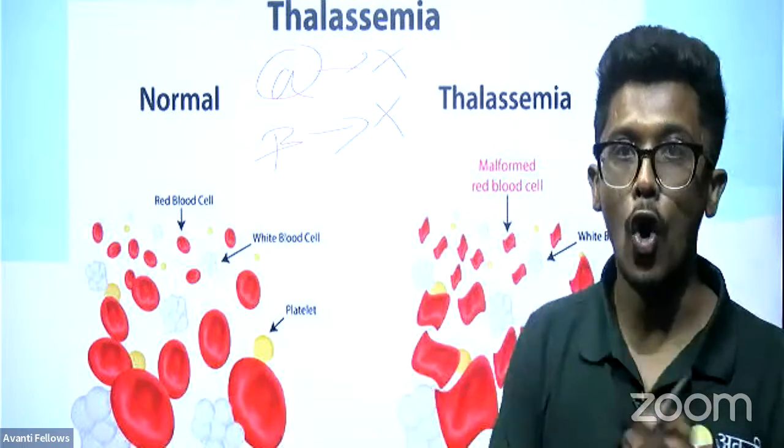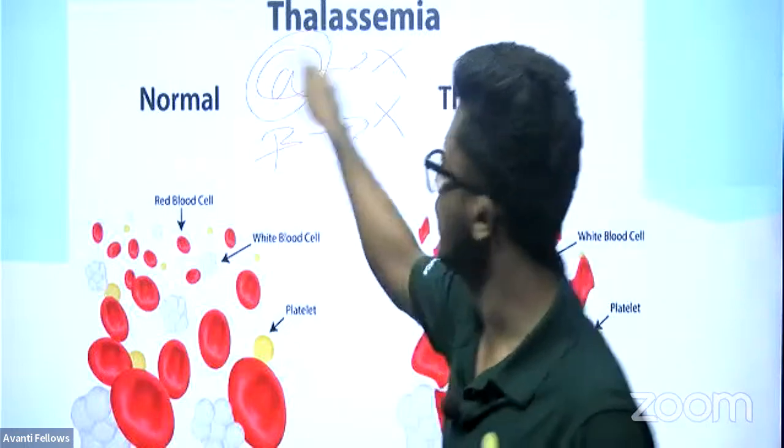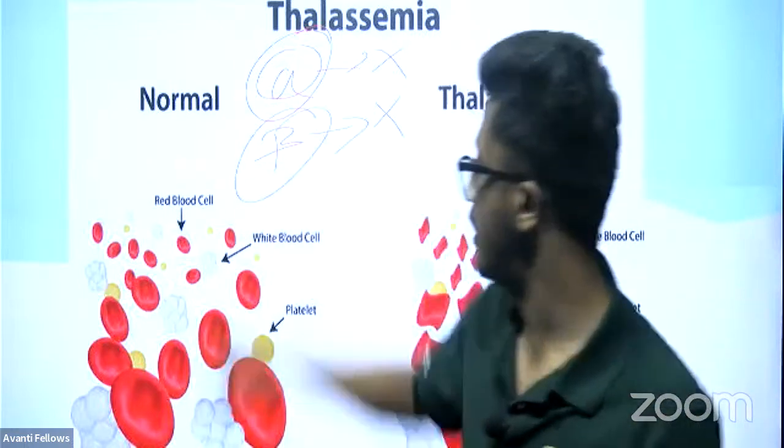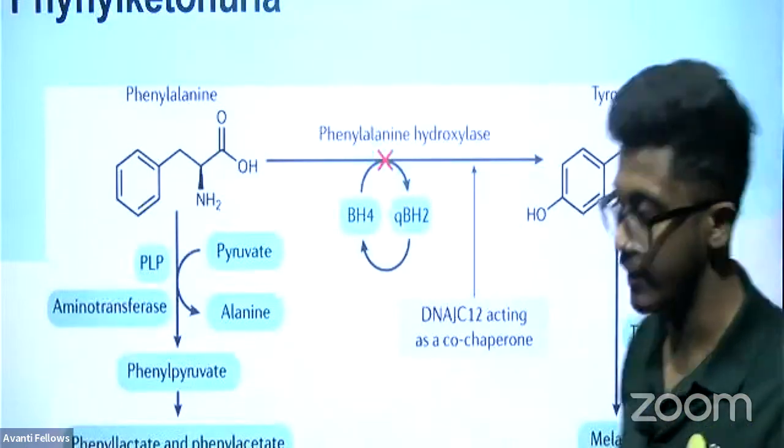It is the defect of a whole sequence of a genome which is responsible for the production of either the alpha globin chain or the beta globin chain. So that leads to the thalassemia condition. Okay. Is it clear, guys?